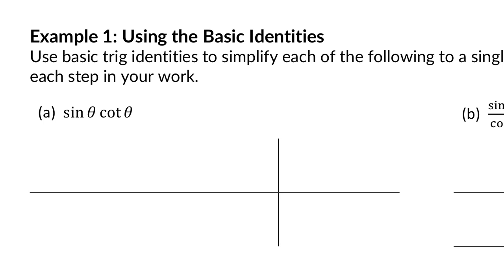So the first thing I'm going to do is I'm going to be like, all right, this cotangent can be rewritten using its quotient identity. What is the quotient identity of cotangent?